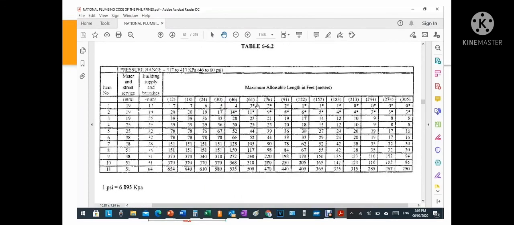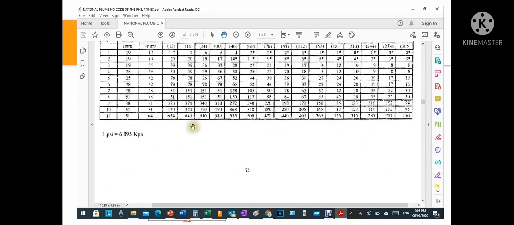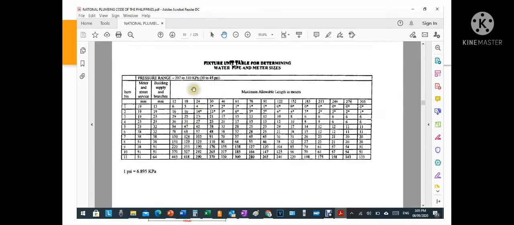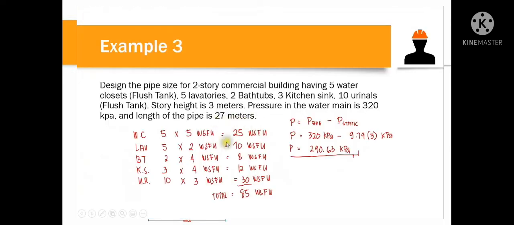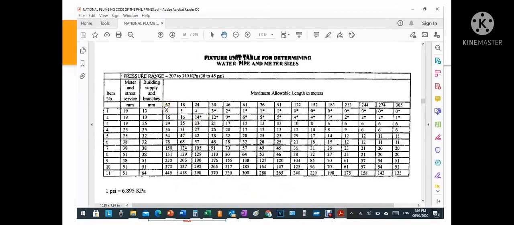So we have our pressure here, 290.63. So 290.63 falls in this table, in between 207 to 310 kilopascal. Okay? So we have the length of our pipe, which is 27 meters. So we proceed to this row. Okay? So where does 27 fall? 27 is in between 24 and 30. So we choose the greater value, which is 30.